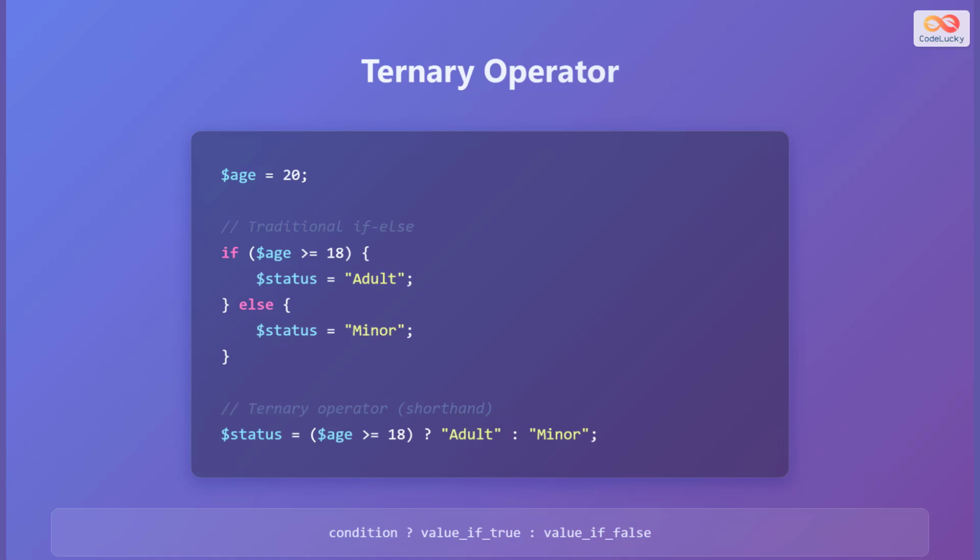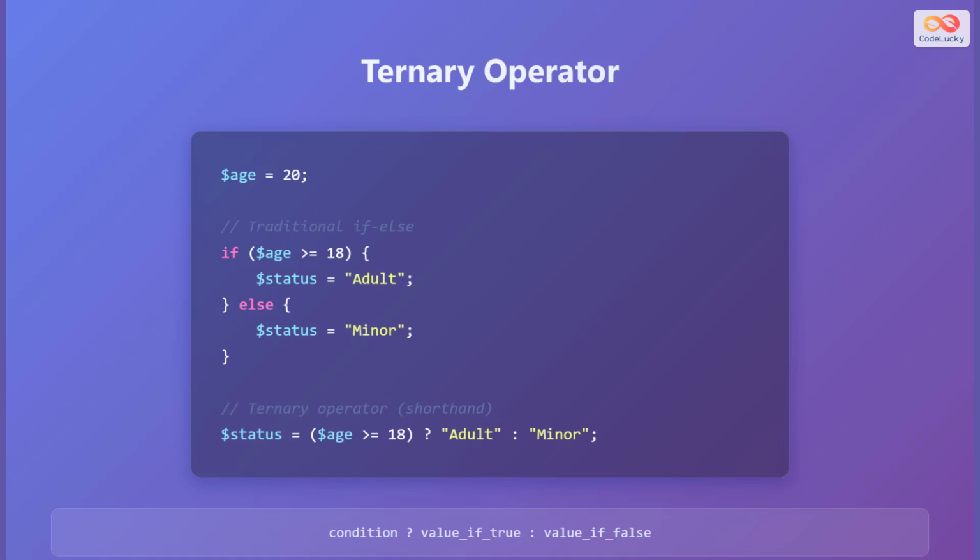Let's explore the ternary operator, a shorthand way to write if-else statements in a single line. Consider this example. We have the variable named age assigned a value of 20. First, we demonstrate the traditional if-else structure. If age is greater than or equal to 18, the variable status is assigned the string "adult". Otherwise, status is assigned "minor".